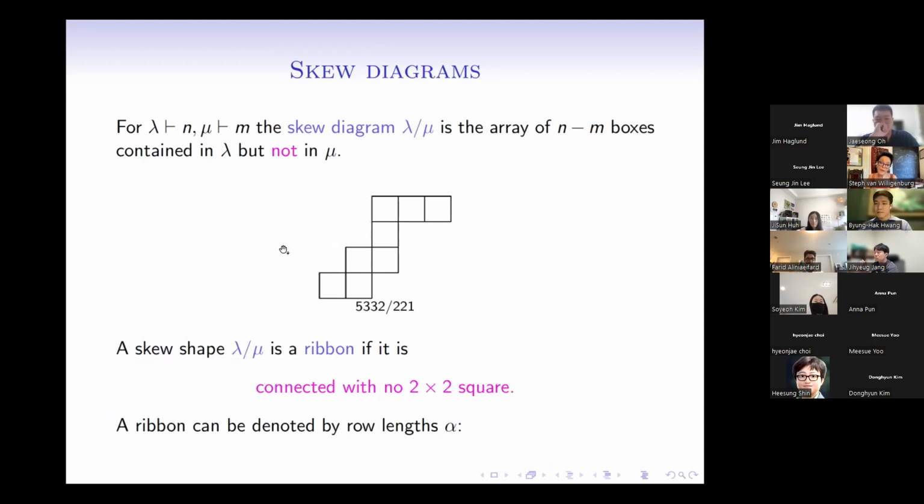We say that a skew shape is a ribbon if it does not contain any 2x2 subdiagram. In this case, we can denote our ribbon just by its row lengths read from top to bottom. So in this case, we get 3, 1, 2, 2, and that'll be useful later.